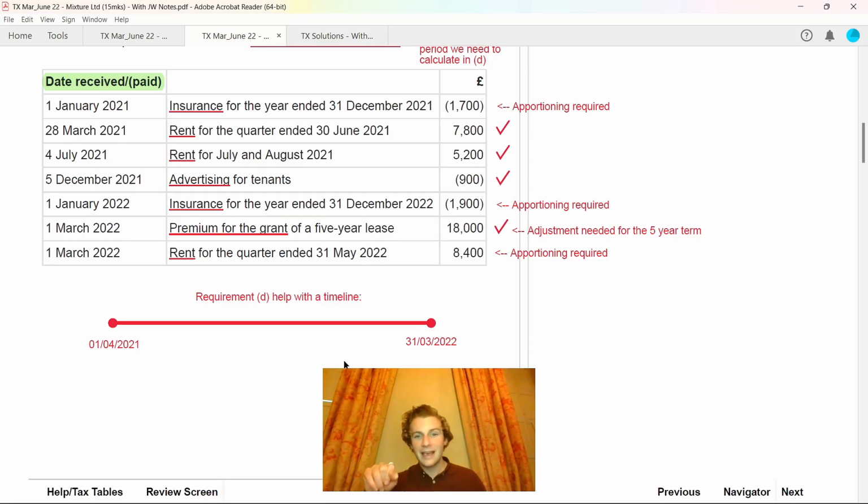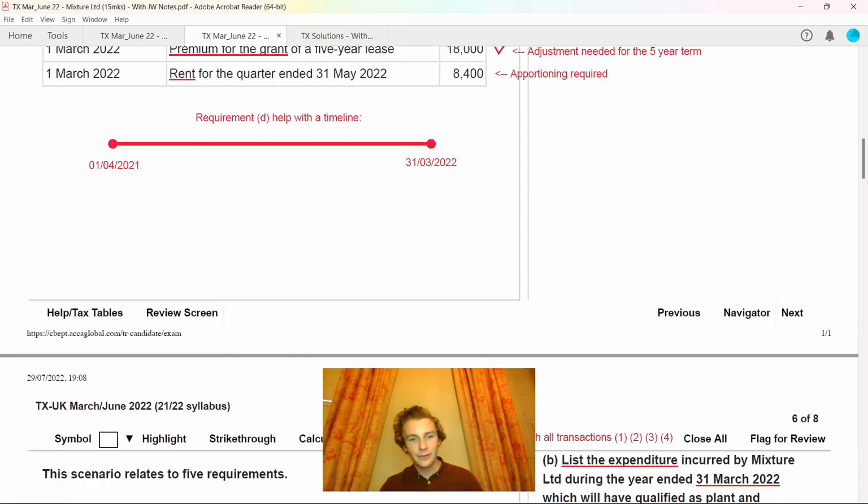And then the rent, the advertising. If it's a tick, no apportioning. Otherwise I wrote apportioning down, or maybe if there was an adjustment needed. So you had the 5-year term there. We've got some that is going to be short term and some that is going to be long term. Is it also going to be a cash inflow or a cash outflow is another key element.